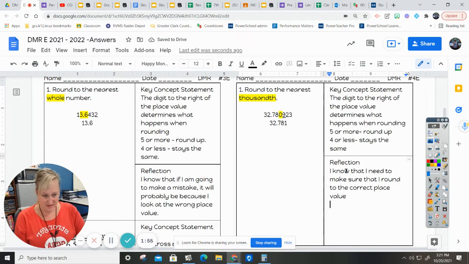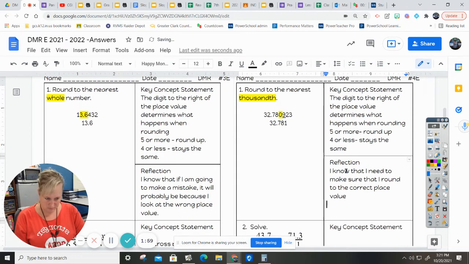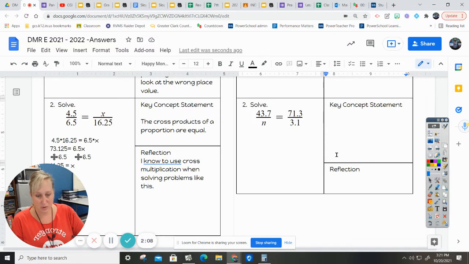I think that I've been saying that in about every single one of these. Go push pause if you need to copy these things, but that's what we're doing. We're going to move on to the bottom where we are doing cross multiplication.